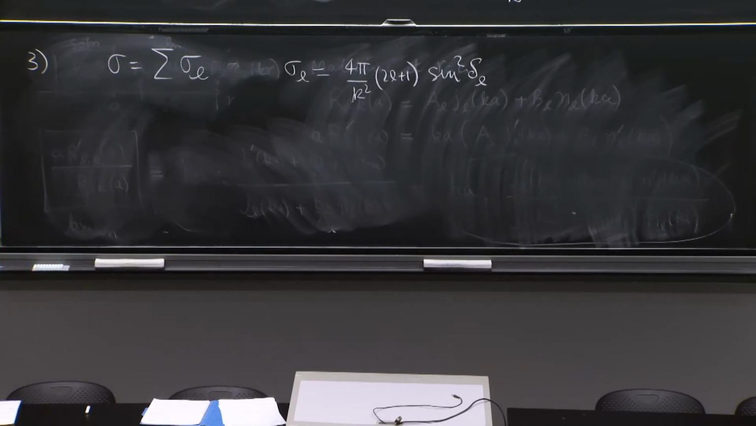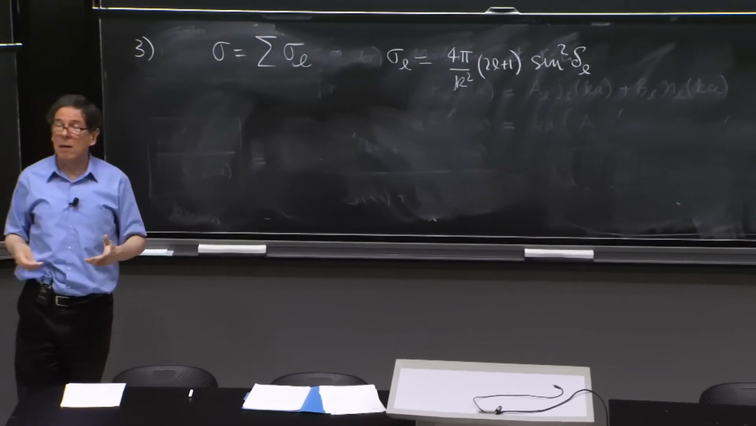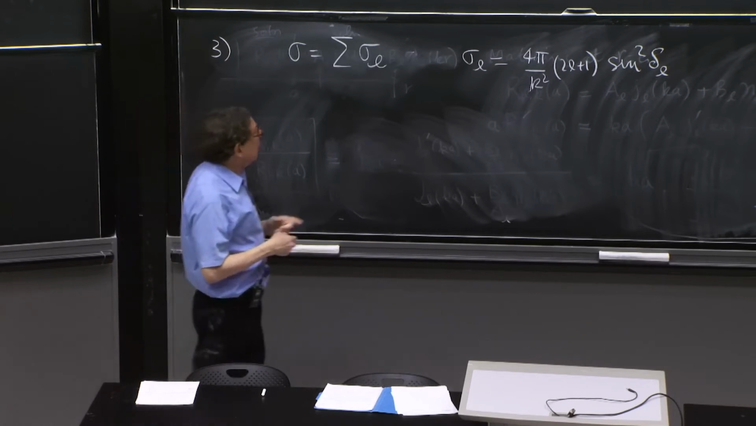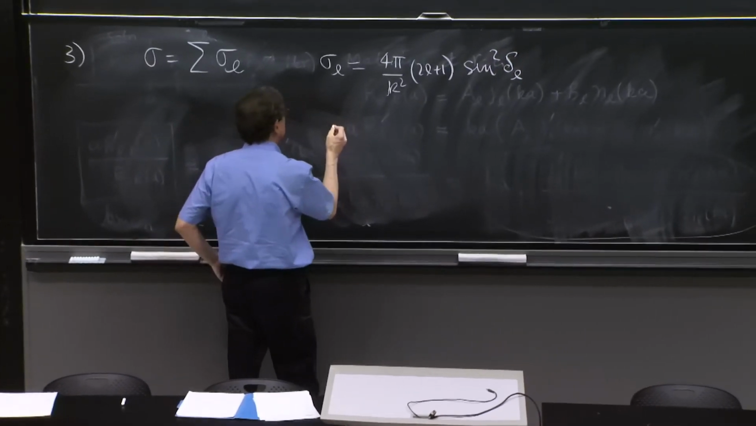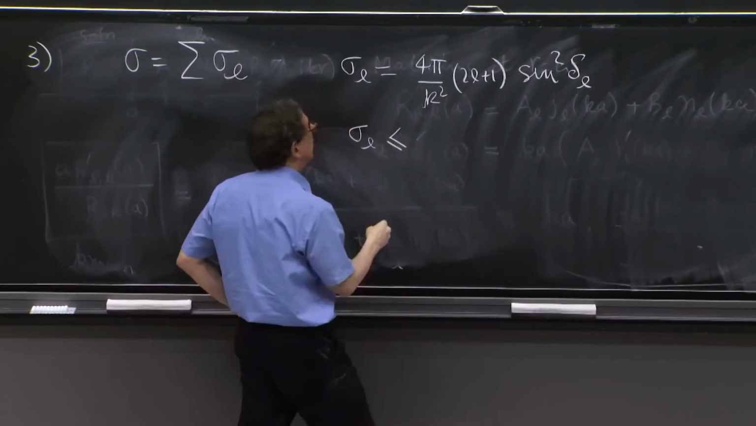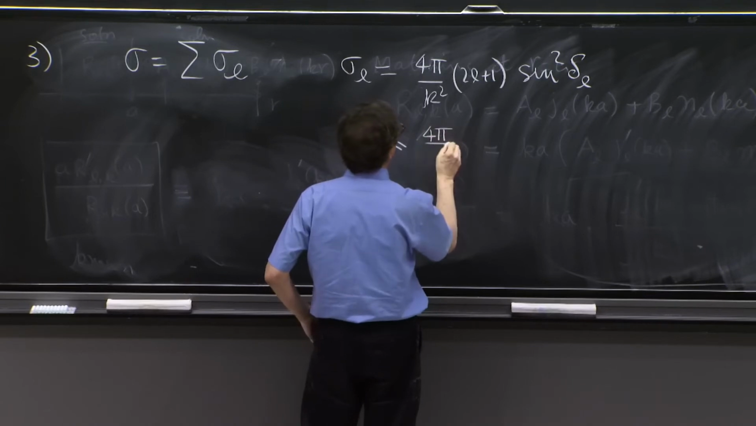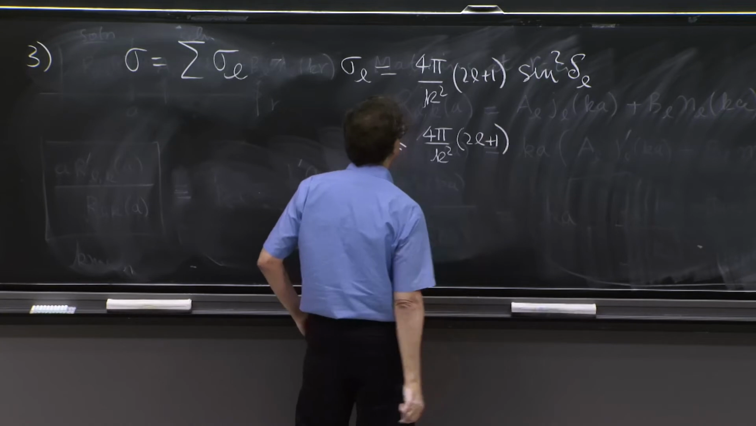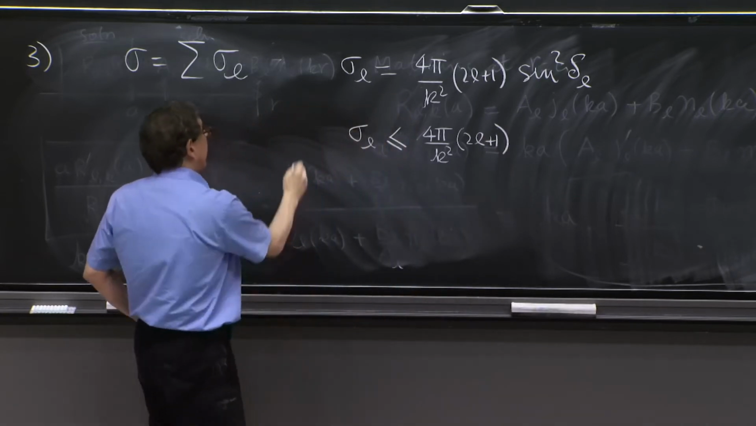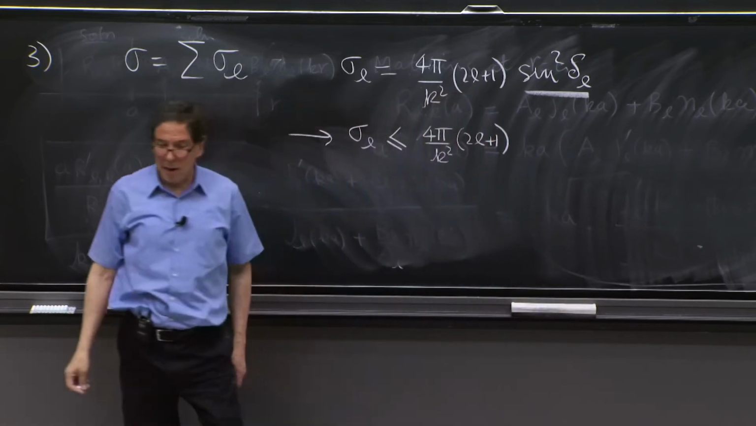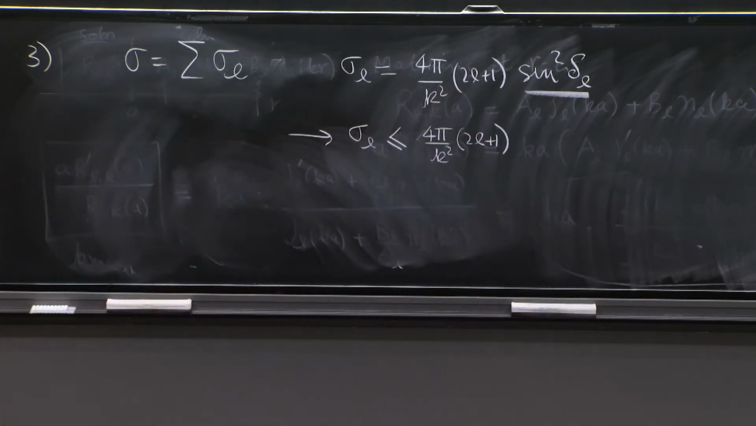Now, just from this formula, when somebody gives you a sigma L, you can know whether they're making sense or not, because there's a test at least. Sigma L is always less than or equal to 4 pi over k squared times 2L plus 1. And this just comes because sine squared is less or equal to 1.